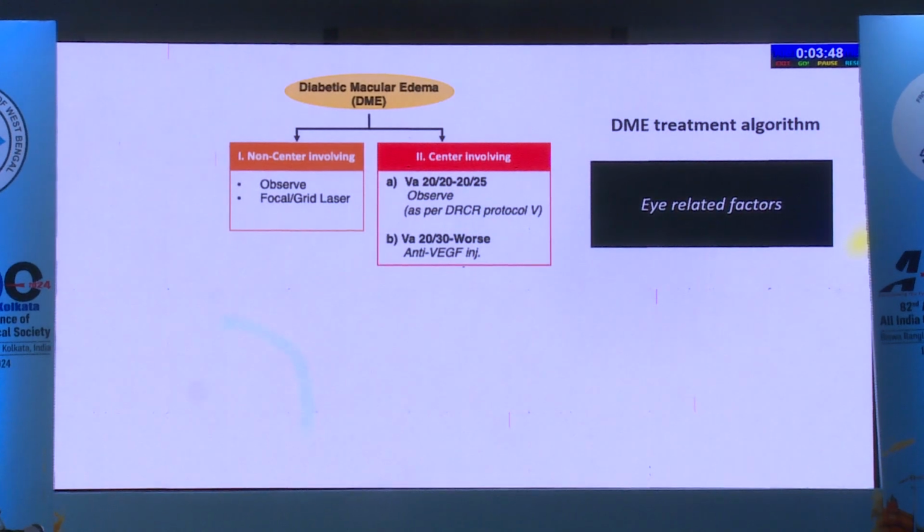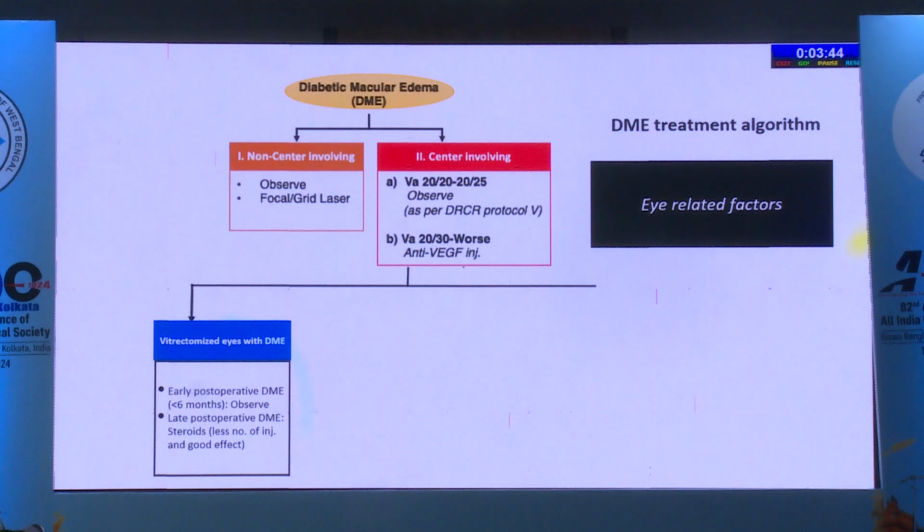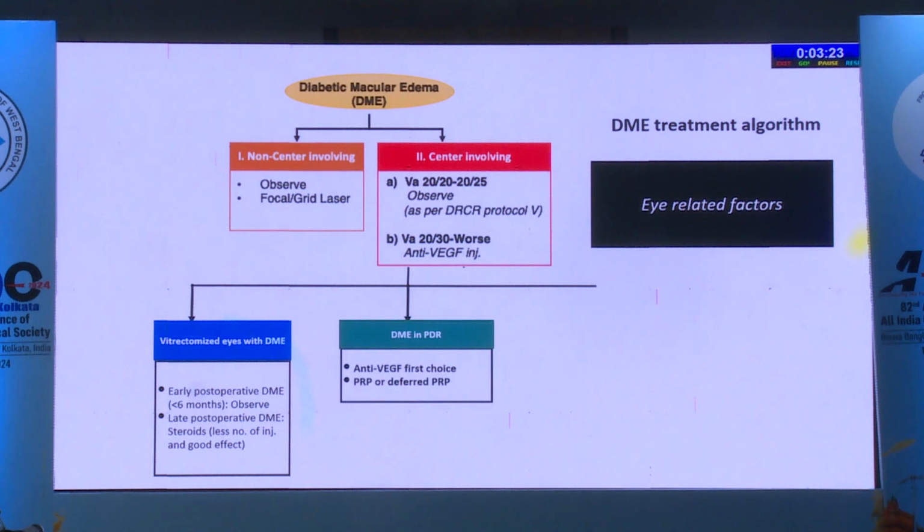There are also some eye-related factors which govern what agents to use for DME. So if you have a vitrectomized eye, you know that the vitreous sump is not there. These are the cases. If it's an early edema, you can still watch. If it is late, steroids probably do better in terms of less number of injections. Equal anatomical results have been shown with anti-VEGFs too. However, they need much more injections as compared to steroids.